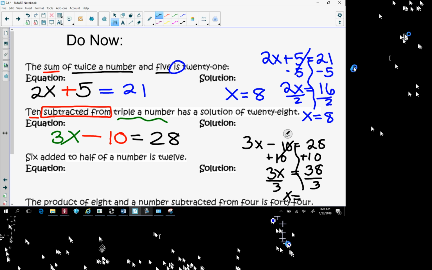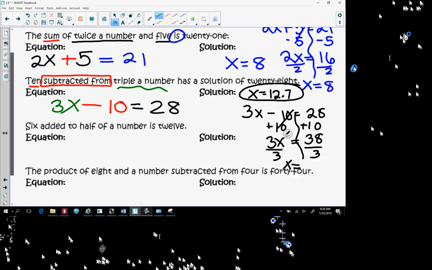You get a decimal. 12.666 or like 12.7. Perfect. So the only difference between what we did earlier is that now we're reading it and doing the opposite. We're reading it and writing the equation. Last class, you read it and just matched it with the equation.